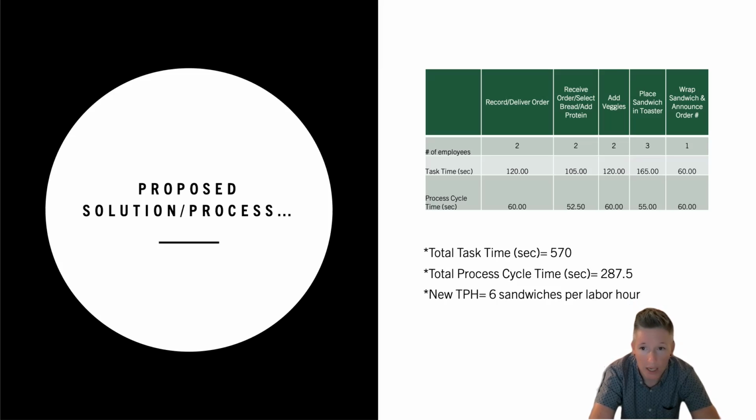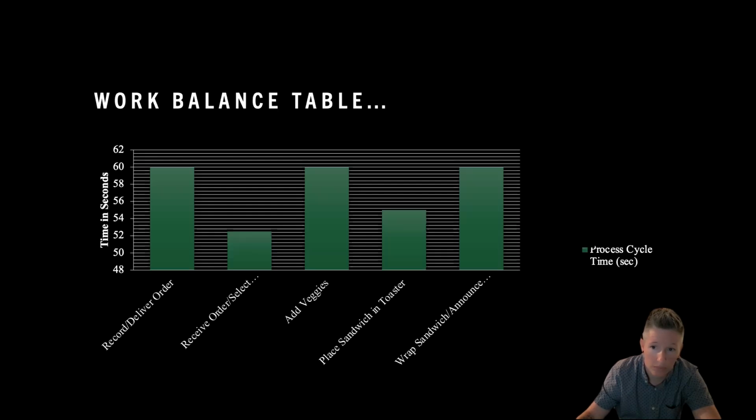This creates unnecessary motion by the employee, a form of waste, delaying the completion of additional orders. By doing this, we can reduce the number of employees wrapping the sandwich and announcing an order to just 1 employee. This is another work balance table, showing our process cycle times and our utilization by employees.